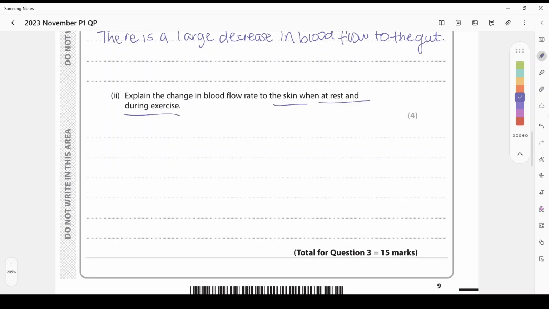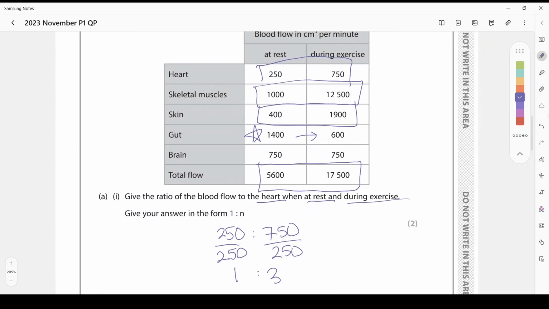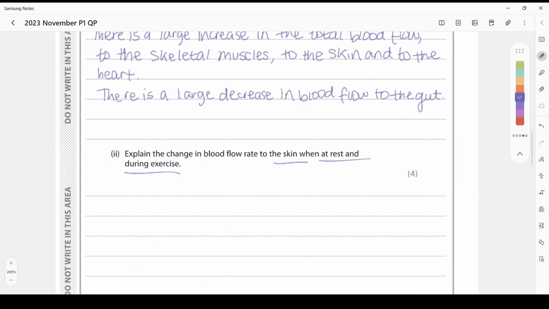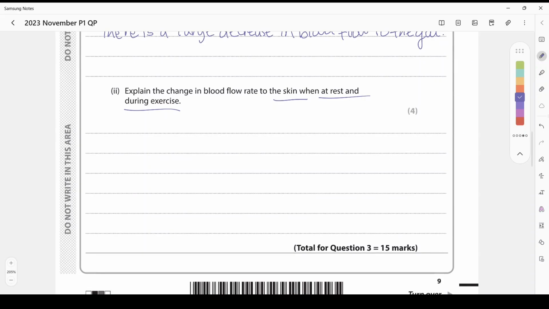All right, part 2, explain the change in blood flow rate to the skin when at rest and during exercise. So as we saw in this table earlier, there is an increase in blood flow towards the skin when exercising. And that's because when we're exercising, we're producing a lot more heat. And the reason why we're producing a lot more heat is because our muscles are undergoing more respiration, and respiration is a process that produces heat. And when we have more heat in our body, we need to get rid of that heat because we don't want our body temperature to be too high. One of the ways in which we decrease our body temperature is we undergo vasodilation.